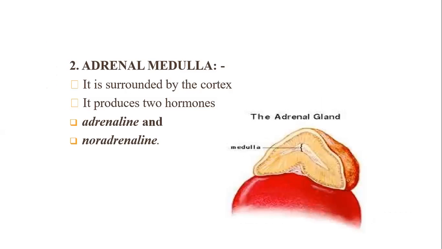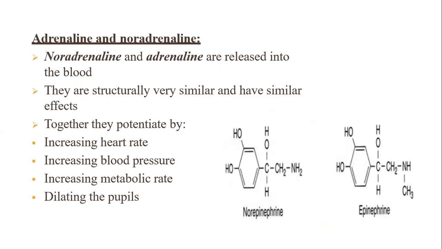Then adrenal medulla, the second part of the adrenal gland, which is the middle part of the adrenal gland. It is surrounded by adrenal cortex. It produces two hormones, adrenaline and noradrenaline, or you can say epinephrine and norepinephrine. Noradrenaline and adrenaline are released directly into the blood. They are structurally very similar and have similar effects. Together, they potentiate by increasing heart rate, increasing blood pressure, increasing metabolic rate, and dilating the pupils of the eye.